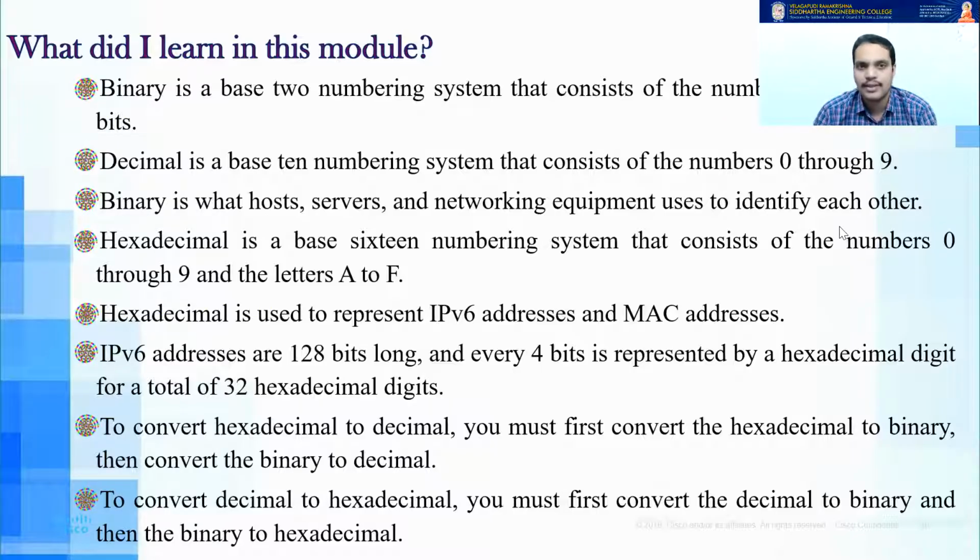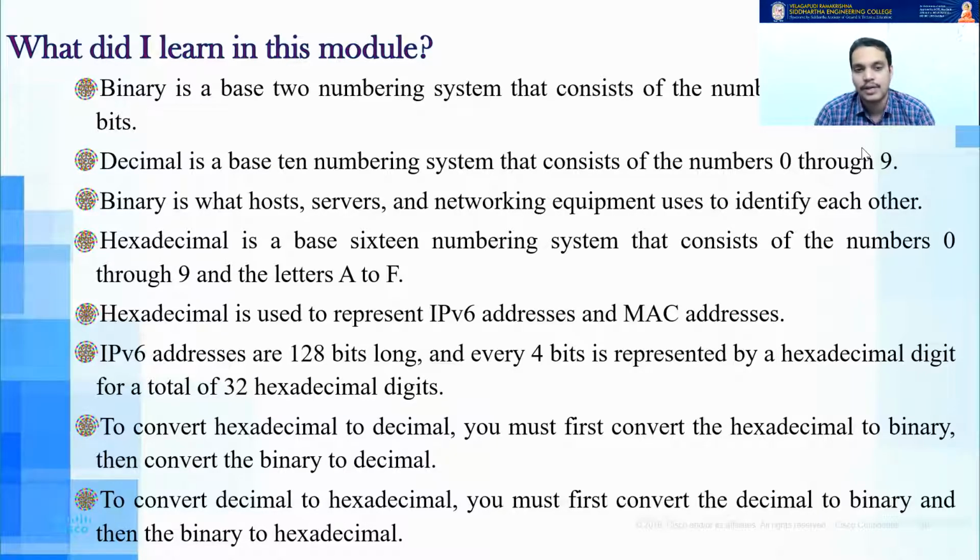As I told you, binary is a base 2 numbering system that consists of the numbers 0 and 1, which are called bits. Decimal is a base 10 numbering system, which consists of digits 0 to 9. Most networking equipment, hosts and routers have an IP address attached, which is written in binary. Hexadecimal is a base 16 numbering system, which consists of numbers 0 to 9 and letters A to F. Hexadecimal is used to represent IPv6 addresses and MAC addresses. Most importantly, IPv6 addresses are 128 bits long, and each 4 bits are represented by a hexadecimal digit, for a total of 32 hexadecimal digits.